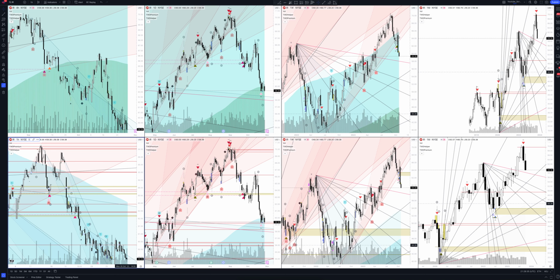Today we will take a look at Ingersoll Rand stock. Let's analyze the market situation and find out how you can make money on it. Let's start.